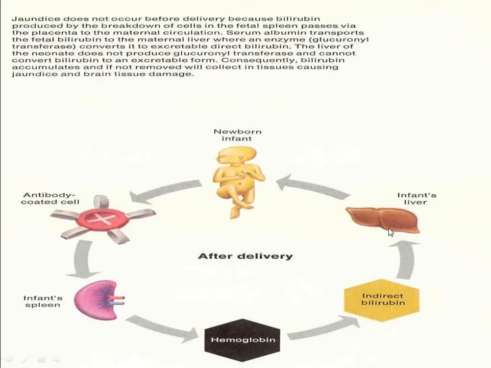And in the infant liver, what happens? They don't have this enzyme, glucuronyl transferase. So it is not able to convert this harmful bilirubin into harmless bilirubin, unconjugated to conjugated, and hence the baby which is born becomes jaundiced within 24 hours.